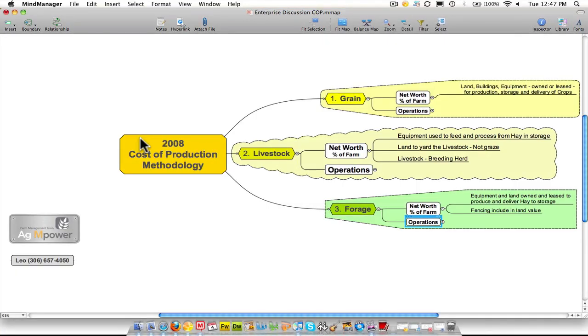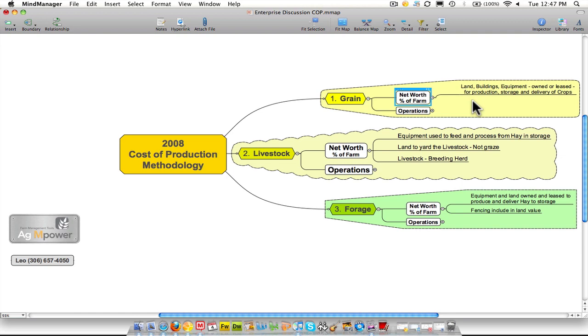Here's a diagram of how you would do the 2008 cost of production for your farm. In this farm we have three enterprises: the grain, livestock, and the forage operation. Each one of those enterprises is going to have some net worth. Allocate the assets to different enterprises of your farm.